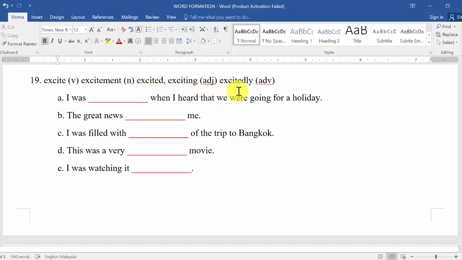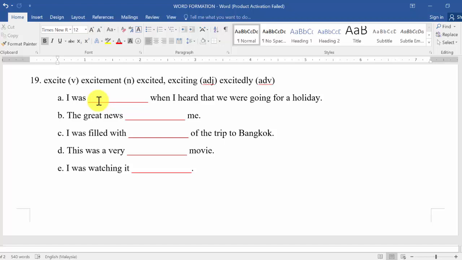Next one, excitedly, adverb. Usually for an adverb we add ly after our adjective. So excitedly, adverb. For example, I talked to my idol excitedly. Excitedly here is used to describe the action talk. I talked to him excitedly. That action is done excitedly. An adverb is used to describe your action, your verb. Now look at the questions.